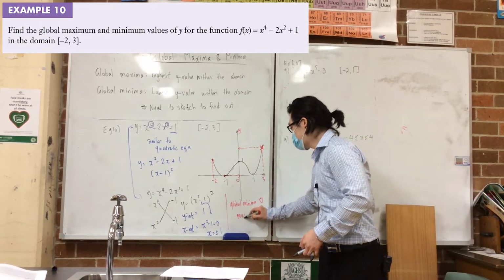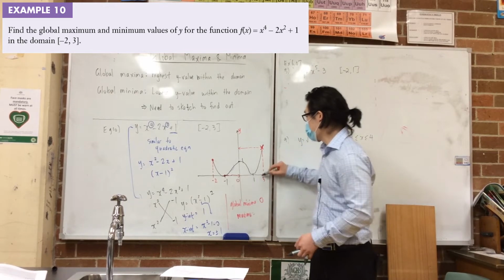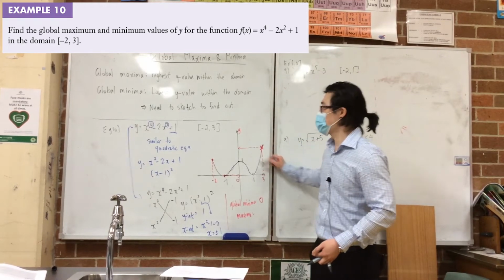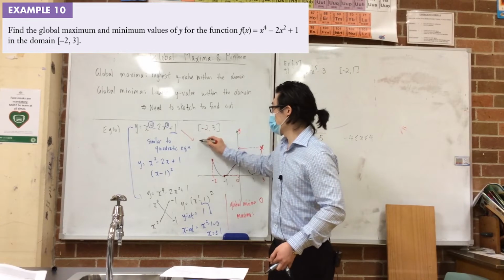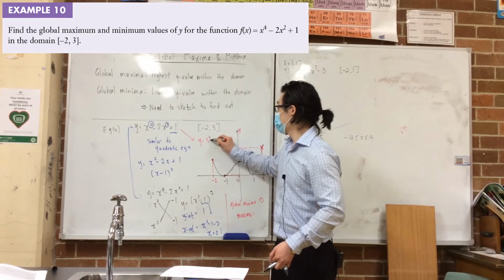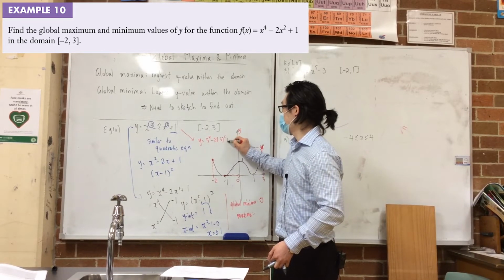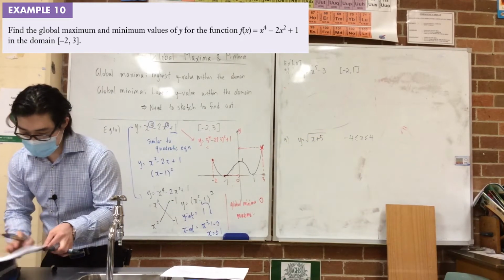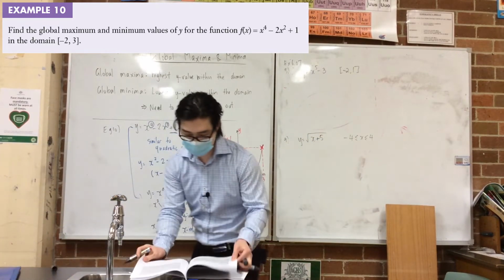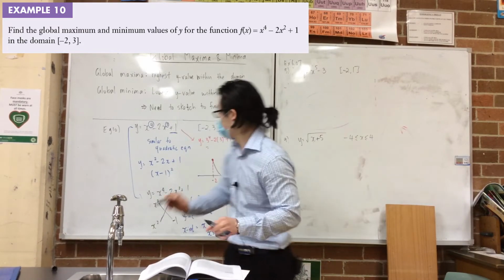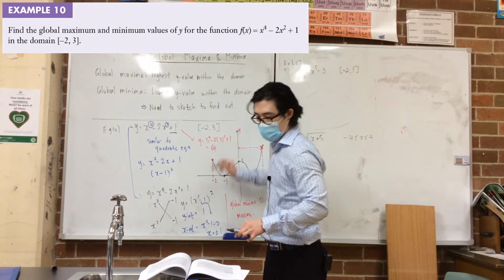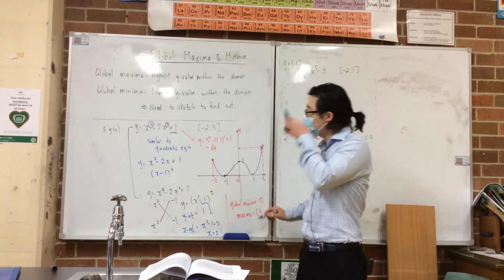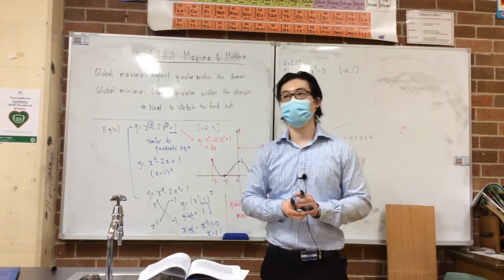For the maxima, obviously if I want to figure out what the y value is when x equals 3, just sub it into the original. I'll just quickly do that here. 3 to the power 4. And I'm just going to look at the answers for that because it's just an example. And it is 64. Okay? So that's basically how you find global minima and maxima.